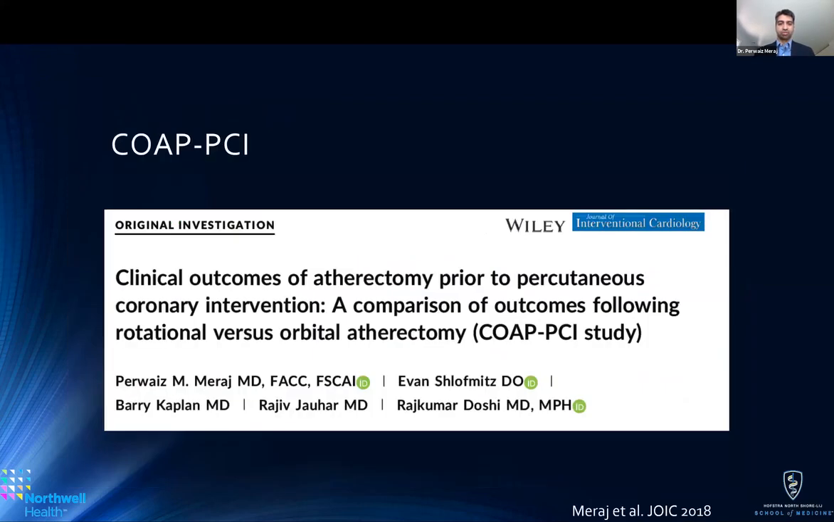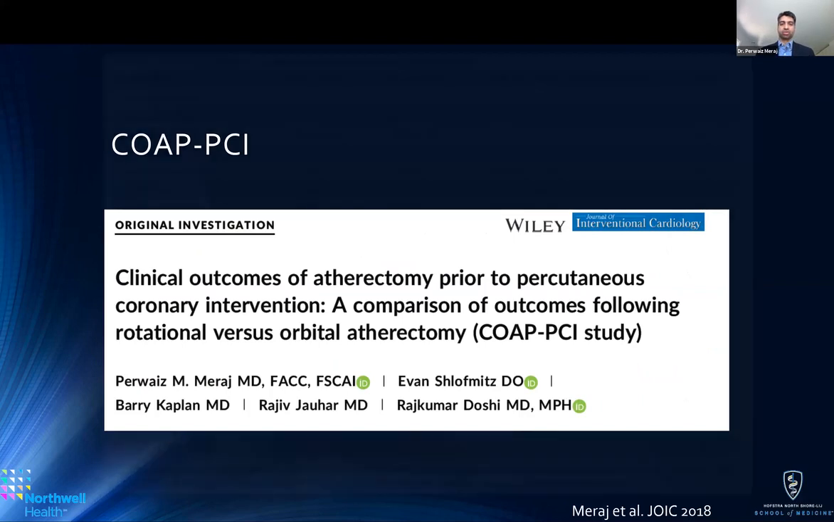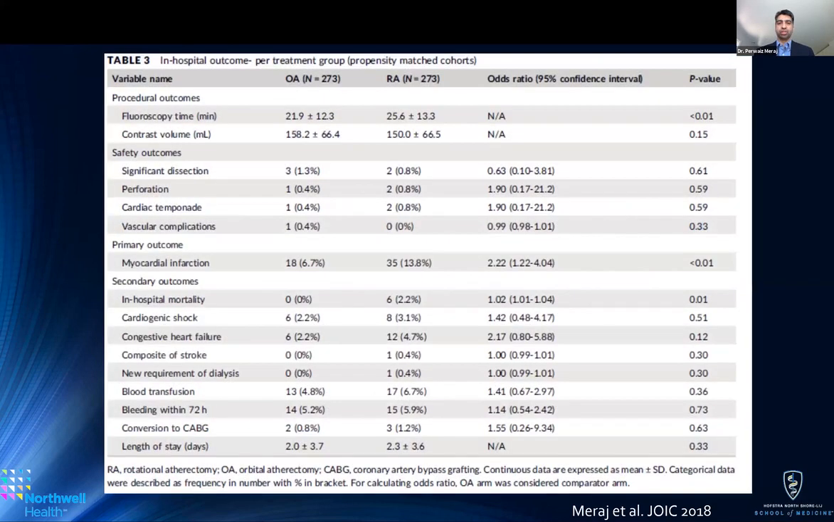We were fortunate enough to present our own outcomes looking at the comparison of these two groups of patients, both orbital and rotational atherectomy, in a propensity-adjusted analysis. And you can see here that among the patient outcomes, there were fewer myocardial infarctions in the patients who underwent orbital atherectomy.